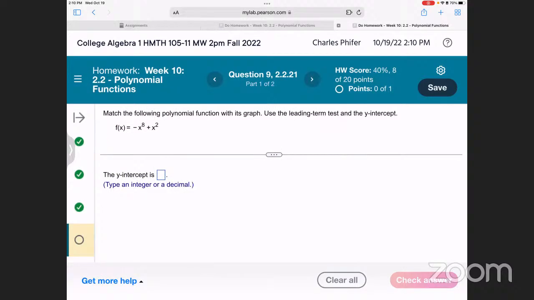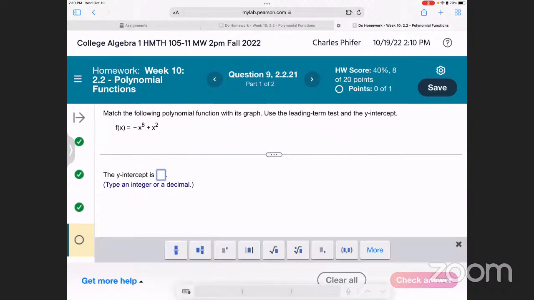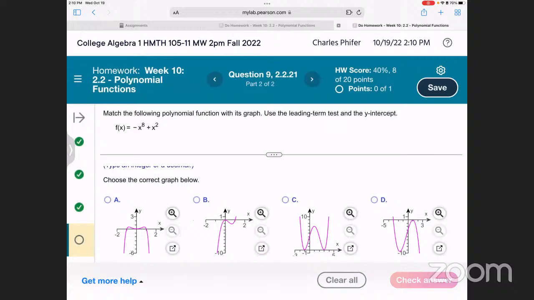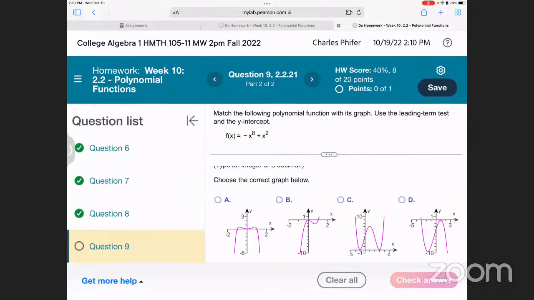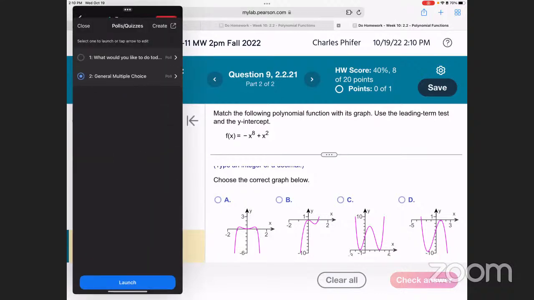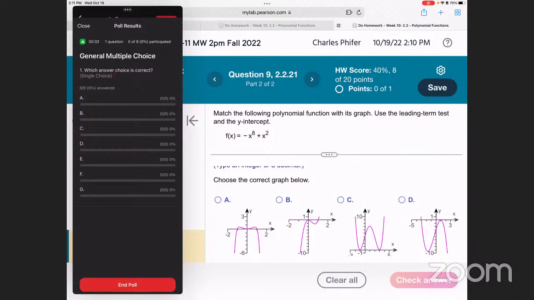Okay, so the y-intercept. To find the y-intercept, we set x to 0. If we set x to 0, the output is going to be 0. So I'm just going to put 0 for now. Okay. So we got our y-intercept, right? Now, so now we're back to multiple choice. So, yeah, let me launch the poll. Launch. So is it A, is it B, is it C or D?